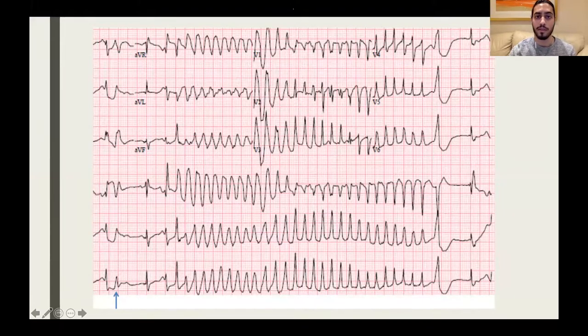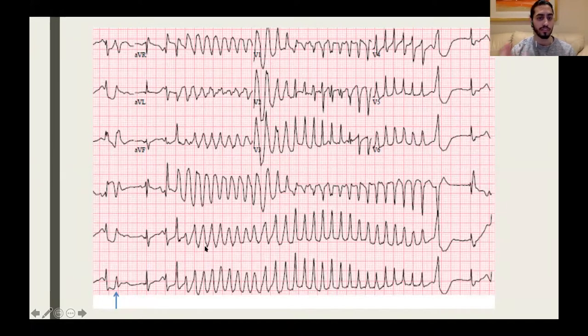What's the diagnosis here? Seeing a lot of VTs, excellent. Can anyone be more specific, which I guess now I've said is kind of giving it away? Yeah, excellent. So this is torsades.